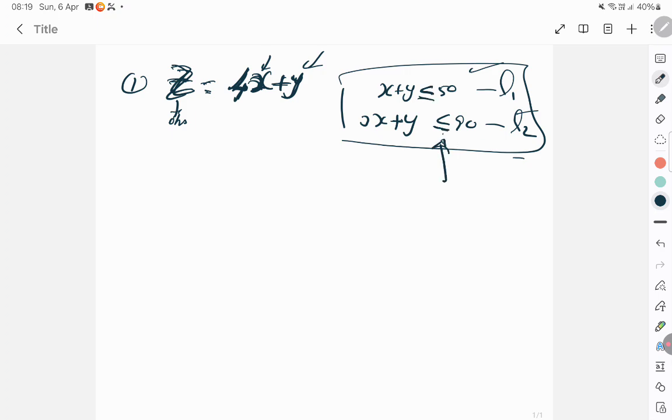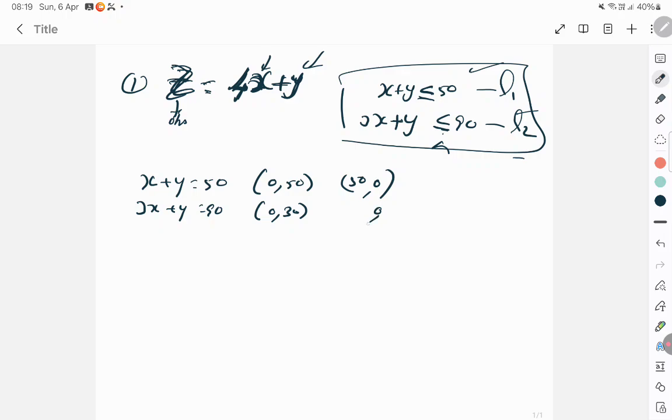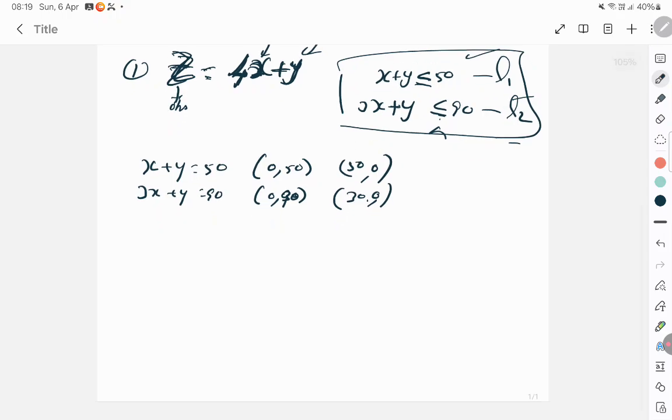So consider these two as equality. x plus y is equal to 50. 3x plus y is equal to 90. Considering them as equality, draw the points. x is equal to 0, y is 50. y is equal to 0, x is 50. Now here x is equal to 0, y will be 90. y is equal to 0, x is 30. Now you get like this.